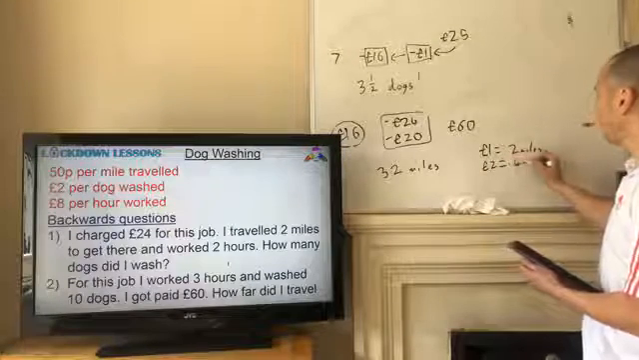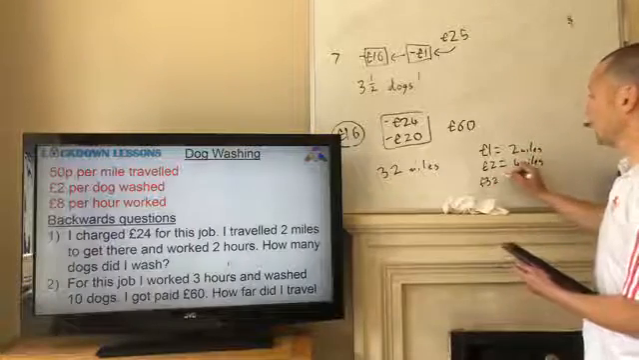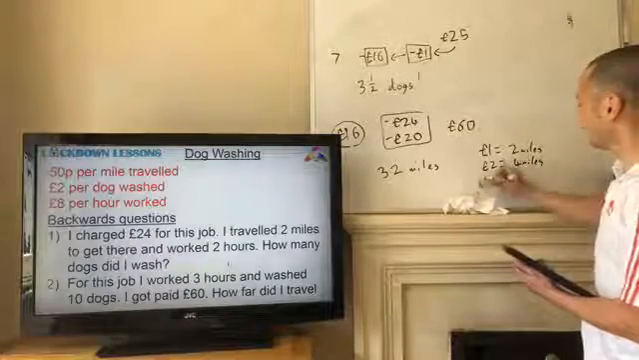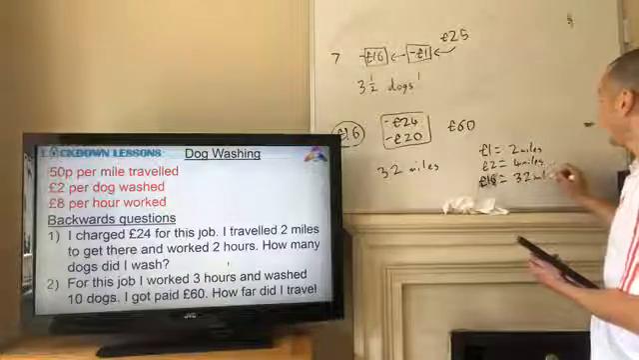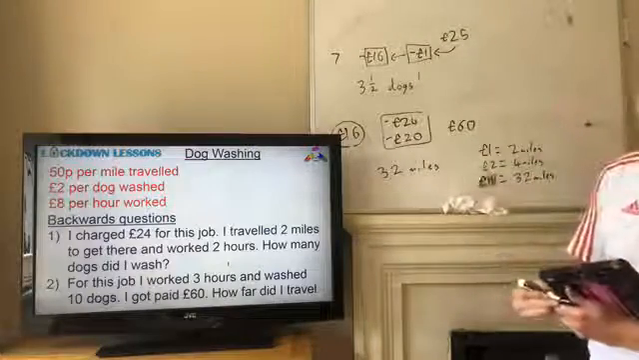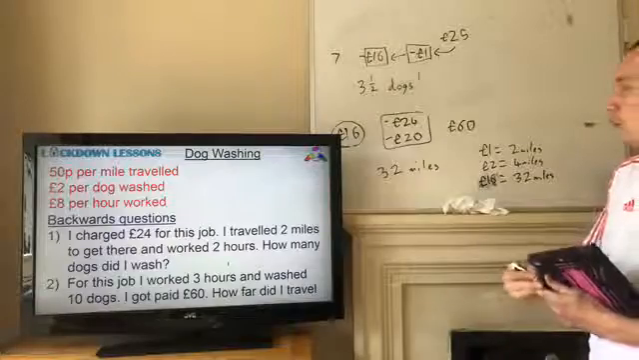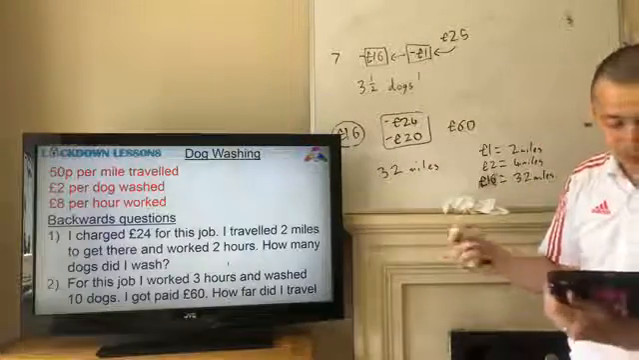£2 would equal 4 miles, so £16 will equal 32 miles. So a big journey, but a big payout for lots of dogs being washed. So be really careful when you are dividing by 0.5. Okay, so some challenges of that.